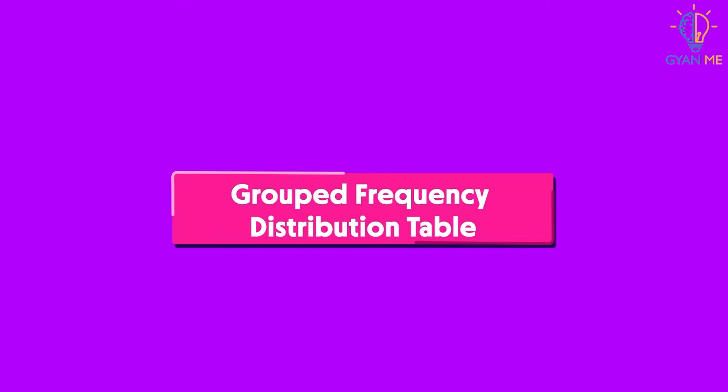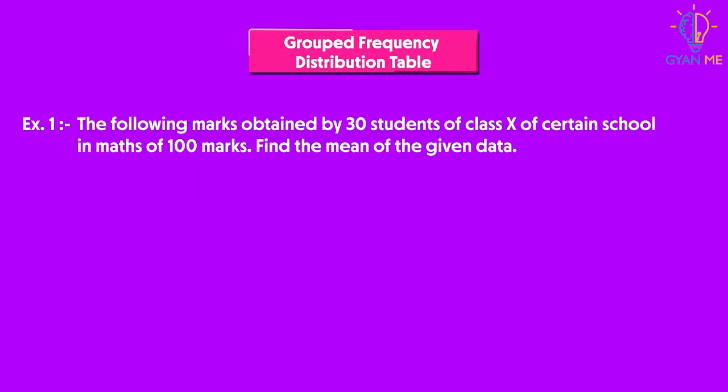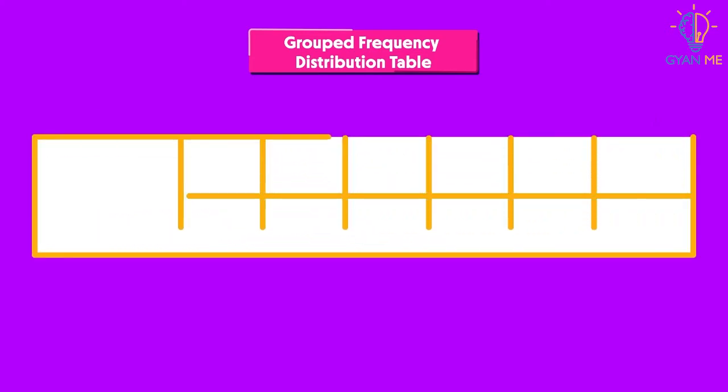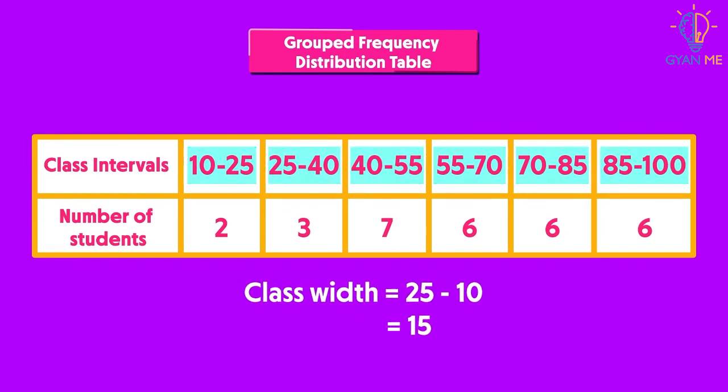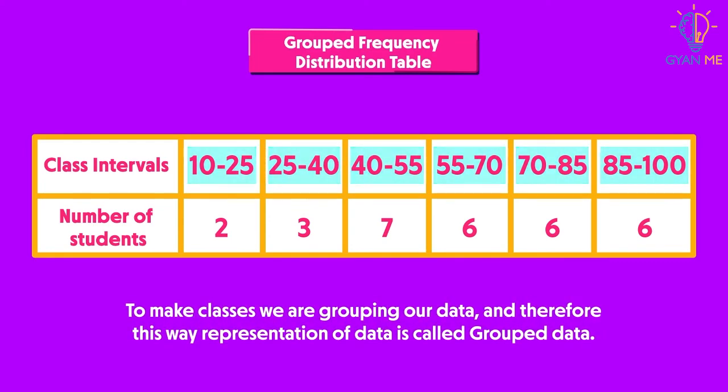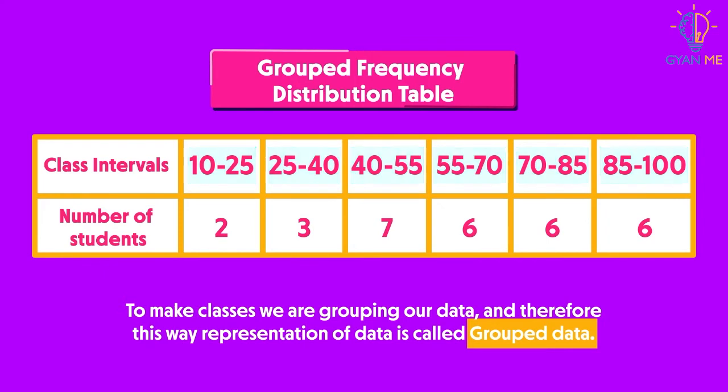So let us convert our ungrouped data into grouped data by forming classes from our example. Let us form classes of intervals or width, say 15 marks. Students, note that here to make classes we are grouping our data, and therefore this way of representing data is called grouped data, and the table so formed is called a grouped frequency distribution table.